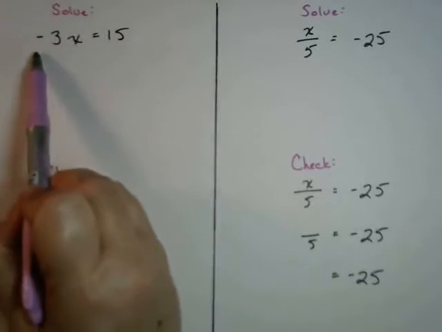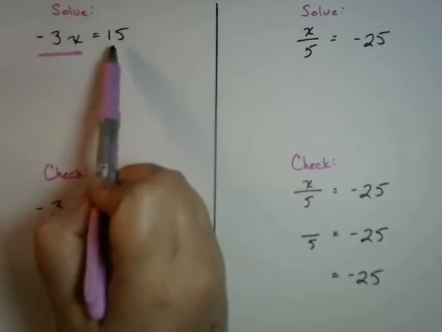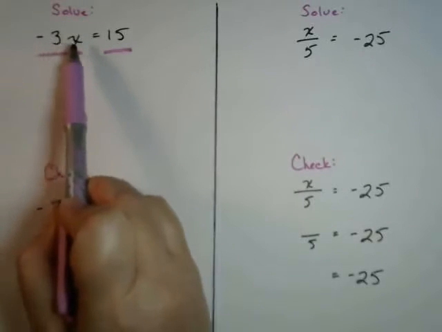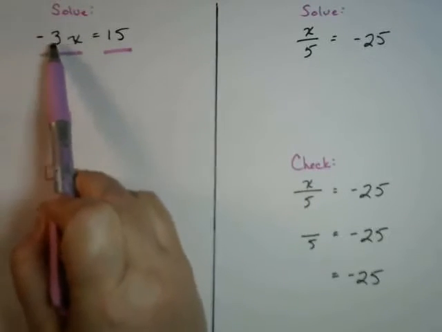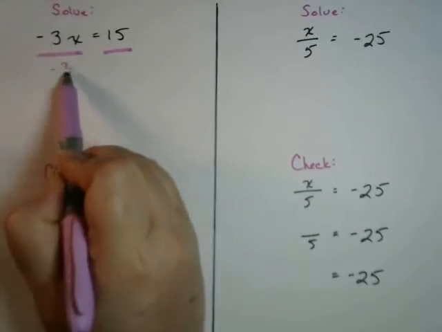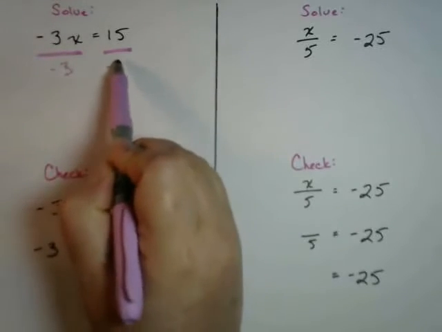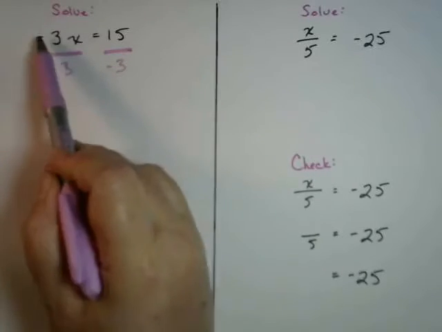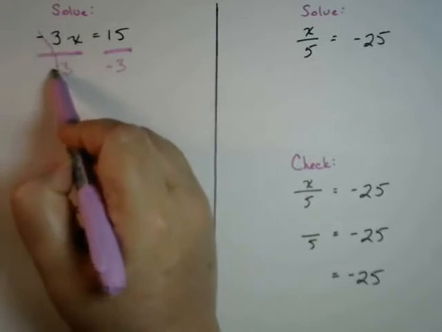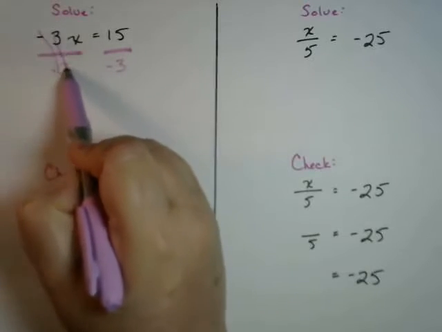So whatever we do to the left side, we're going to do to the right side. So instead of multiplying by negative 3x, we're going to divide by negative 3x. And again, whatever we do to the left, we do to the right. So a negative divided by a negative is going to give us a positive. They cancel out, and 3 divided by 3 is going to give us 1.